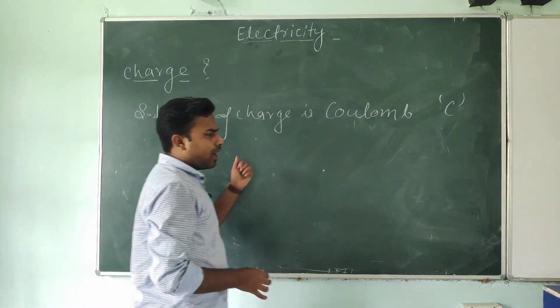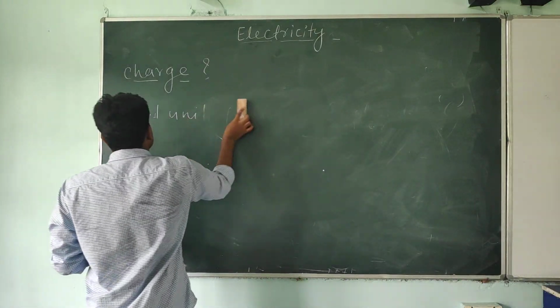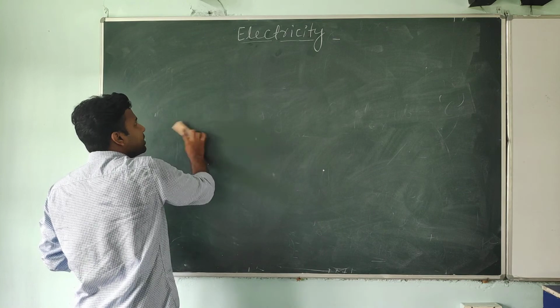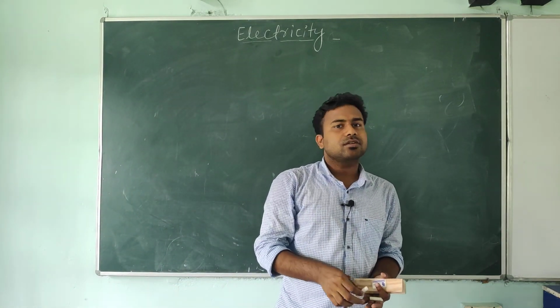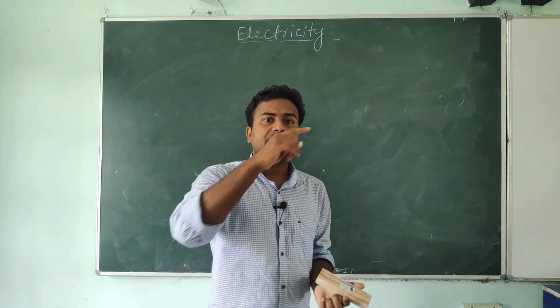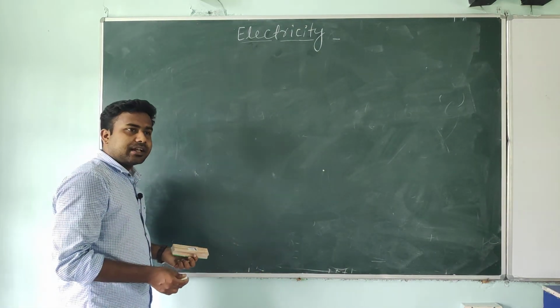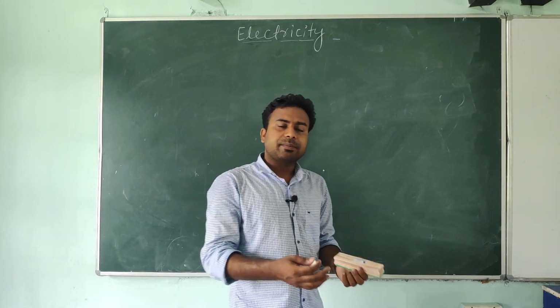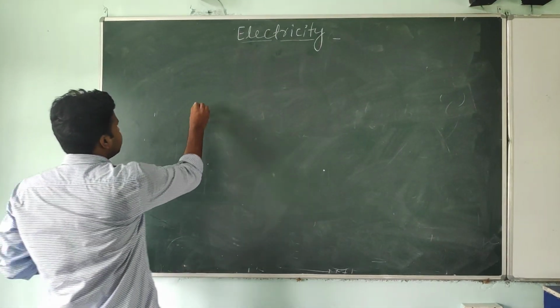Now I am going to discuss charge in detail. Now you understand what is charge. Again I am repeating, students, it's a property associated with a substance or material due to which that material experiences electric and magnetic effects. In this chapter we will discuss the electric effects, and in the next chapter we will discuss the magnetic effects of charge.